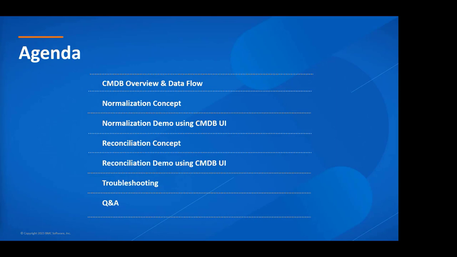Then the reconciliation: what is reconciliation? Why do we need reconciliation? What happens within reconciliation in the backend? And what do we get at the end of it? So that we will see next, followed by another reconciliation demo. Then some common issues and basic troubleshooting steps, what you can check to troubleshoot common issues. This is next we will see, followed by a Q&A session.